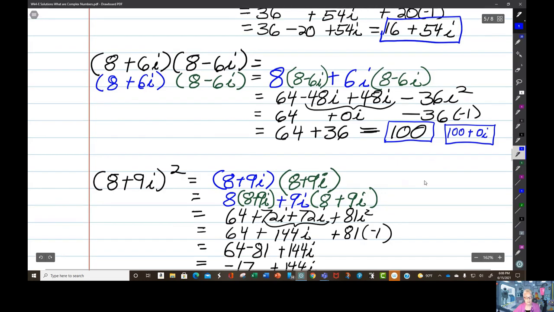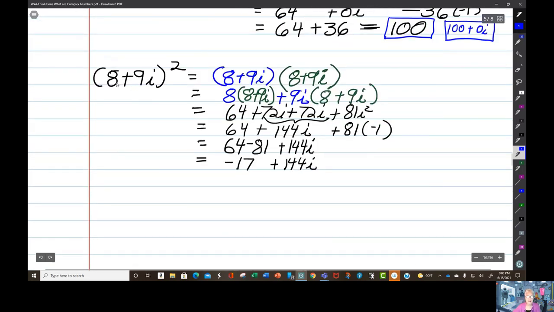All right, now we're going to square a complex number. And you do it just the same as squaring a binomial, which is what it is. 8 plus 9i times 8 plus 9i. I color code it. 8 from the first set of parentheses times the second set of parentheses, plus 9i from the first set of parentheses times the second set of parentheses. That will give us 64 plus 72i plus 72i plus 81i squared.